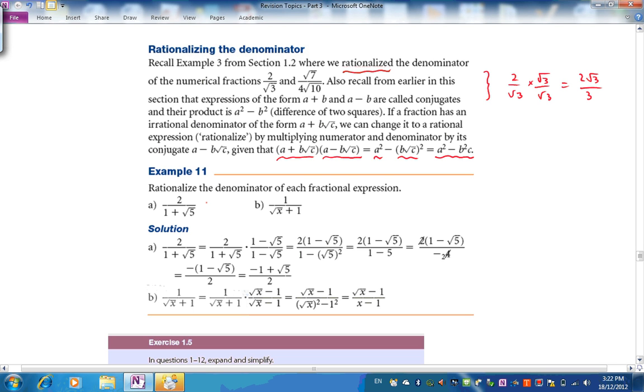So let's have a look at what they've done here. Rationalise this denominator, 2 over 1 plus root 5. So what are we going to do? Try to get this as a whole number. If I multiply by the conjugate, look at what happens. First one squared minus second one squared, and the root's gone. So it just comes to negative 4.